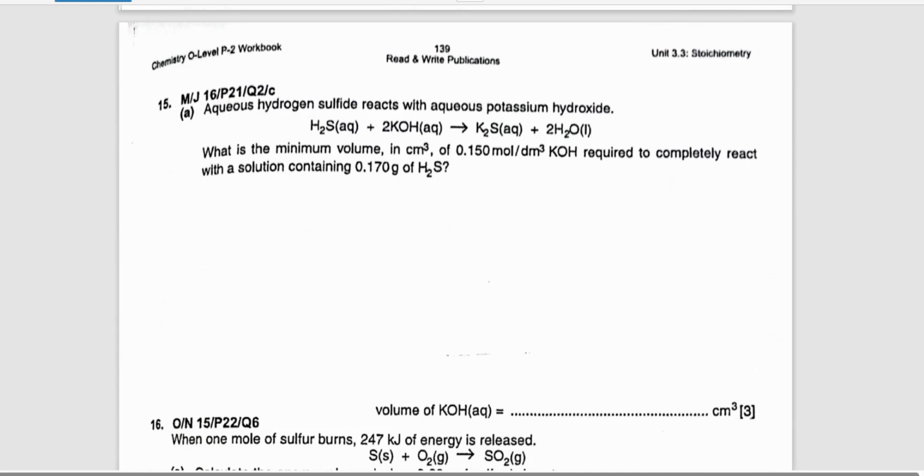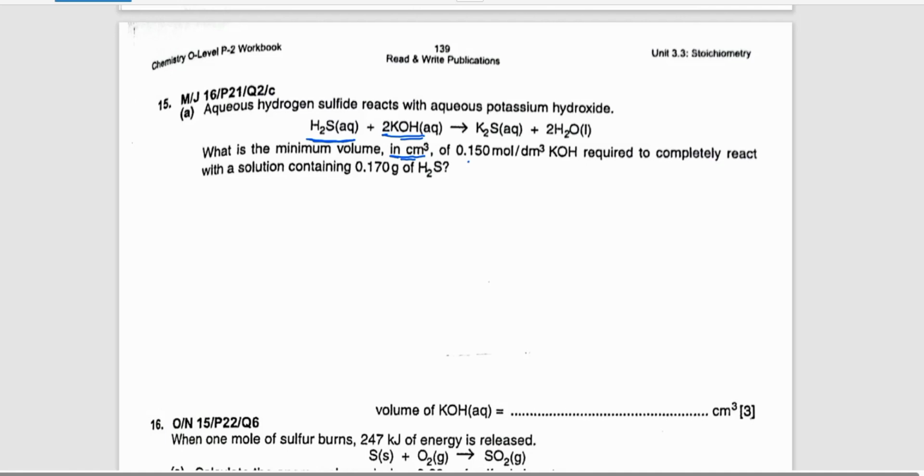Aqueous hydrogen sulfide. You can see aqueous hydrogen sulfide because it is soluble in water, so that's why we write aqueous. It reacts with aqueous potassium hydroxide. What is the minimum volume in cm cube? Remember that we have to calculate the volume in cm cube of 0.150 mole per dm cube of KOH.